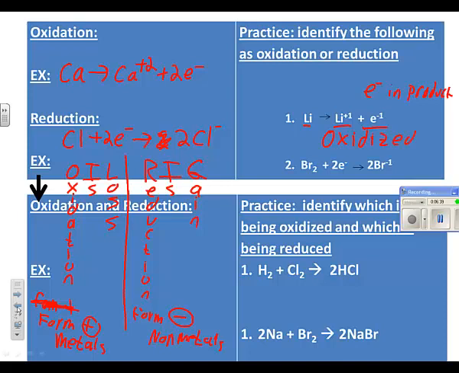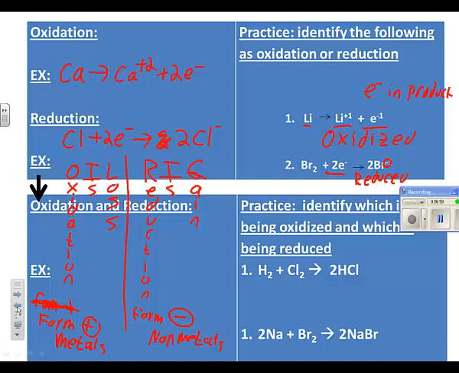Br2, it added 2 electrons, so it gained 2 electrons. It also formed that negative charge. So bromine here was reduced. So now we can put these in 2 places at once. Now when you're doing these, you've got to go back and make sure you know the charges of everything that's going on. So I'm just going to go straight to the practice.